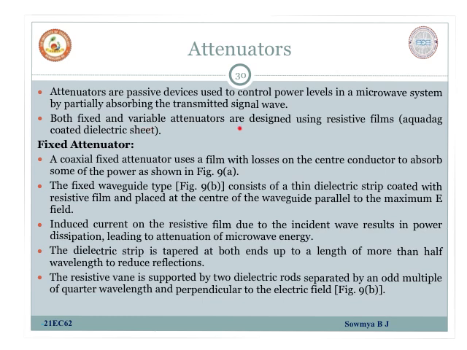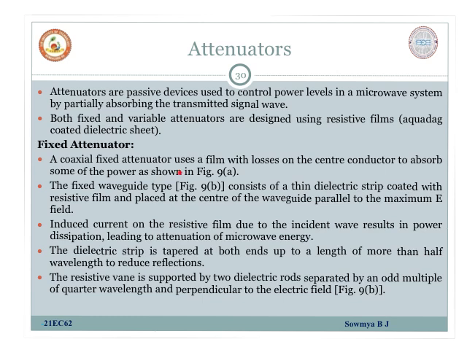Both fixed and variable attenuators are designed using resistive films, because the main element that is present in the attenuator for partially absorbing the transmitted signal wave is resistive film, which is an aqua coated dielectric sheet. Now, first let us discuss the fixed attenuator.